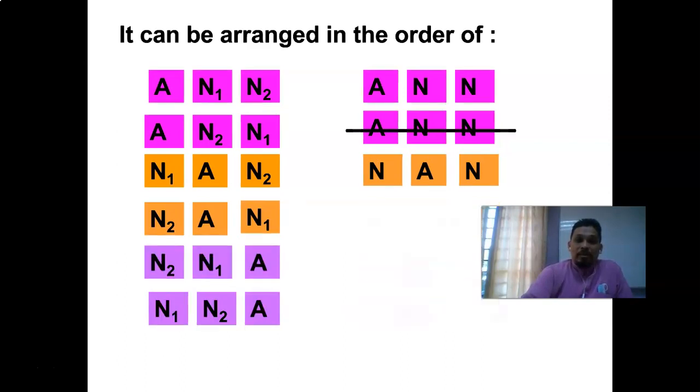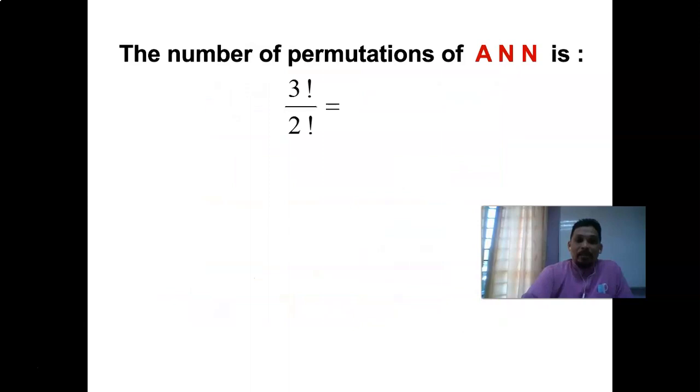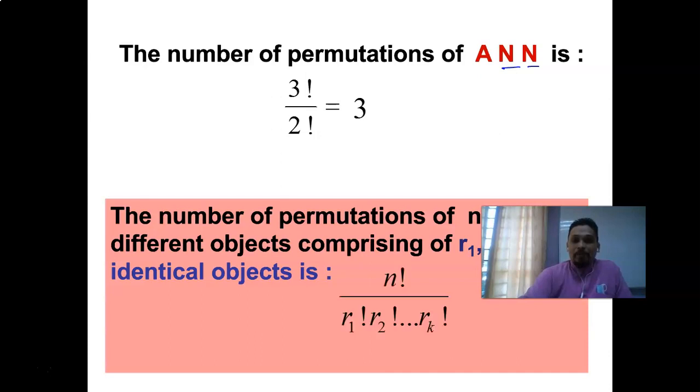So then there are 3 different ways of arrangement. It is equal to 3 factorial divided by the repeating of 2 N's, 2 factorial, which equals 3. There you go.